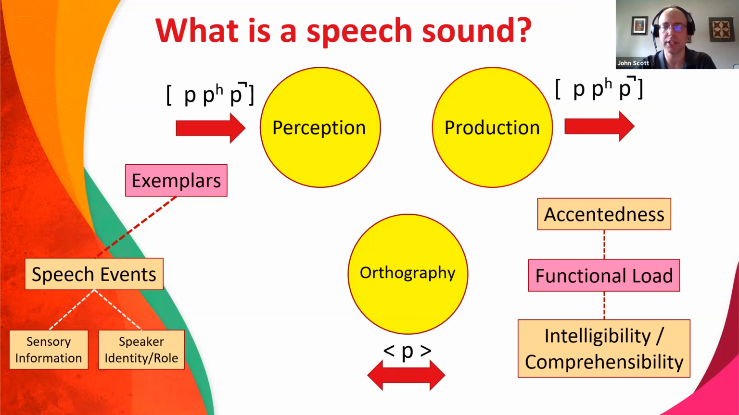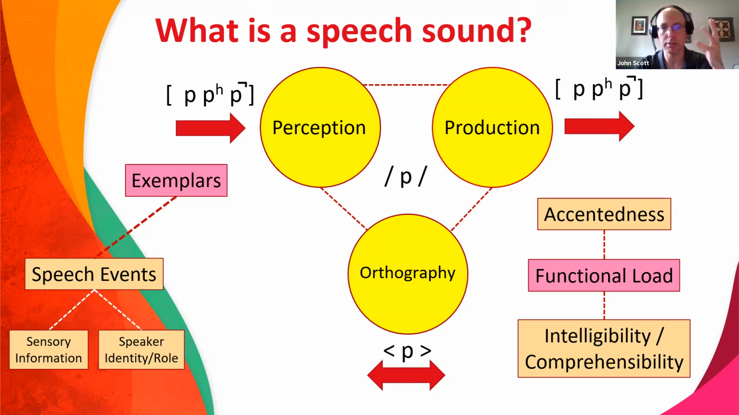We encode sounds as letters when we write, and we decode sounds from letters when we read. So these are mutually influential as a kind of constellation of things we have to consider in L2 phonology. Somehow in the middle of all this, we have this construct that we call a phoneme.